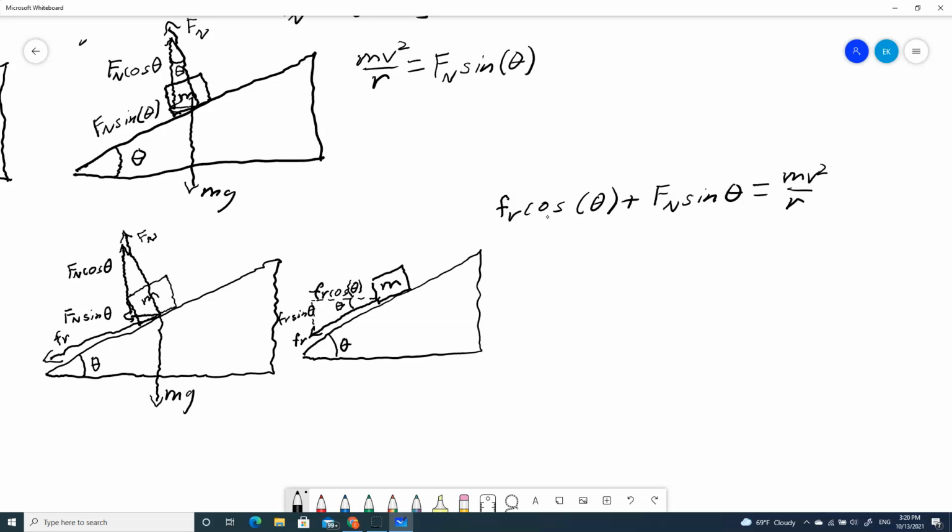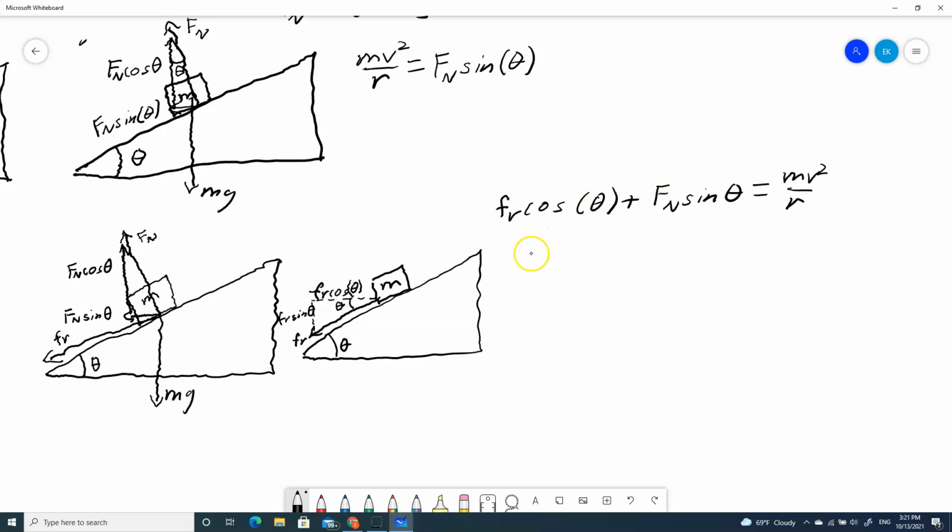So now these two, the friction that's opposing the object from sliding outwards, and the F_n sine theta that's also opposing the slide outwards by going this way, the object sliding this way, they will finally generate a force that is equal to mv squared over r, which will be able to prevent the object from flying out of the plane.